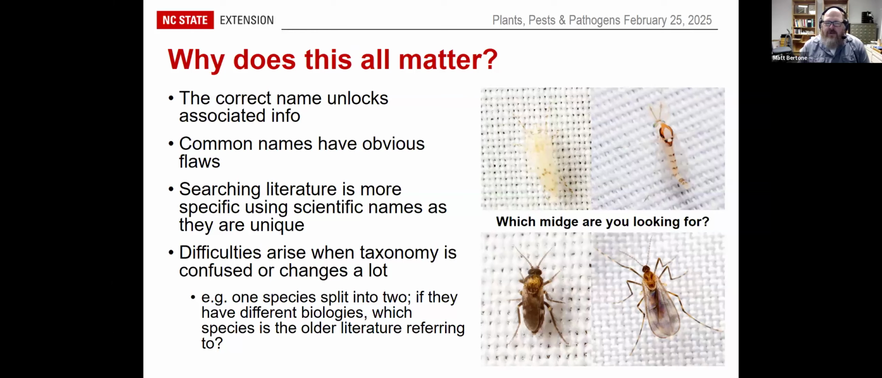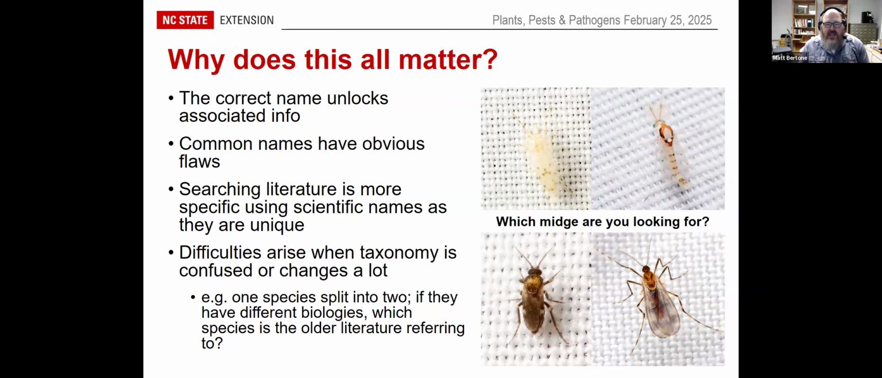And we just talked about earlier, common names have obvious flaws. They're regional. Different people know things by different names. And so searching literature is more specific using scientific names, as they are unique. Of course, that does change, like we said. So sometimes I do have to search older names because I know that the literature is going to have the older names. And so that's where the difficulties do arise when the taxonomy is confused or changes a lot.